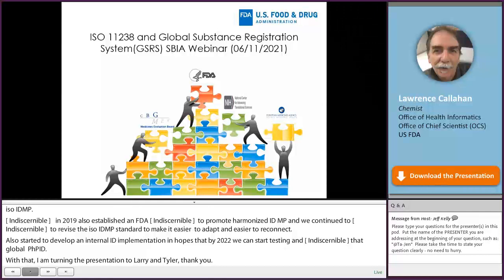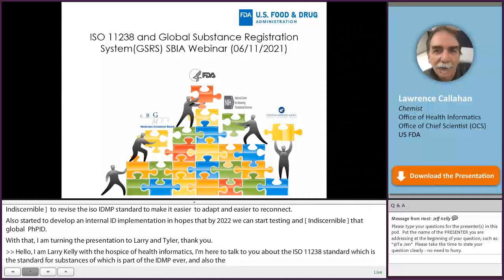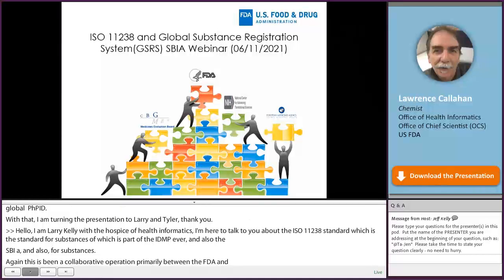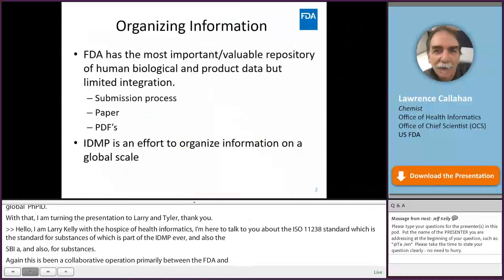For substances. And again, this has been a collaborative effort primarily between the FDA and the NIH's National Center for Advancing Translational Sciences, NCATS, and the CBG, the Netherlands group, and the EMA. And many others have been involved also. And again, it's all about organizing information.